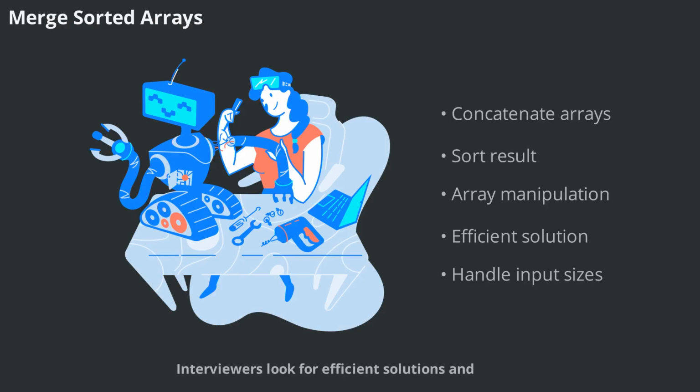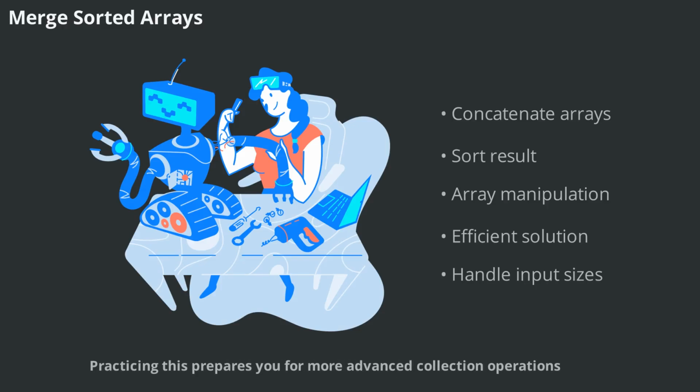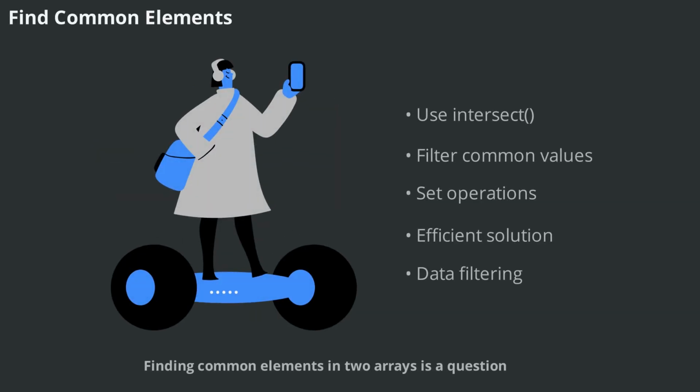Interviewers look for efficient solutions and your ability to handle different input sizes. Practicing this prepares you for more advanced collection operations. Finding common elements in two arrays is a question that tests your ability to use sets and filter data. By intersecting the arrays, you can identify values that appear in both. For example, 1, 2, 3, 4, and 3, 4, 5, 6 share 3 and 4.